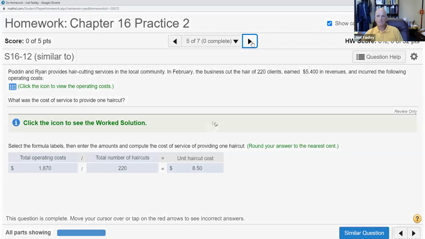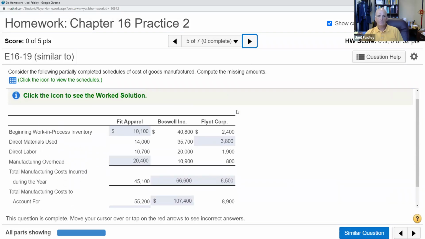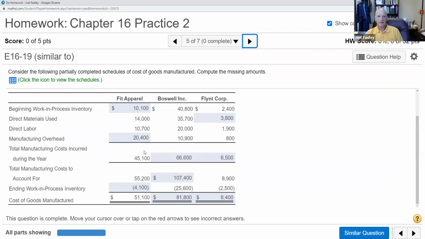All right, number five. Here's another fill in the blank. We just need to back up through this. 51.1, if that's 55.2, that's got to be 4,100. Total manufacturing cost during the year is 45.1, so that's got to be 20,400 for these three lines: direct material used, direct labor, and overhead, to equal 45.1. And so 10,100 plus 45.1 is equal to 55,200. All right. Same process for each of these three companies.